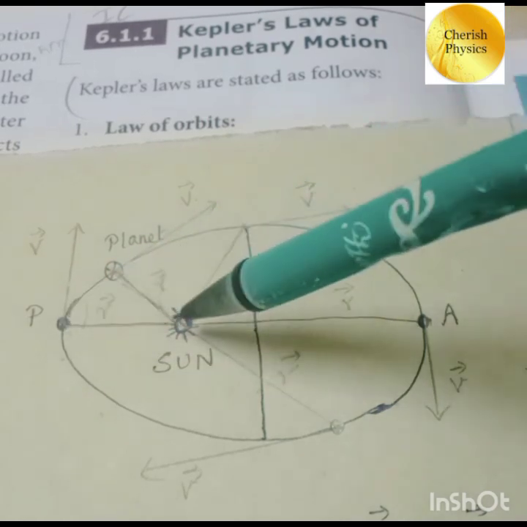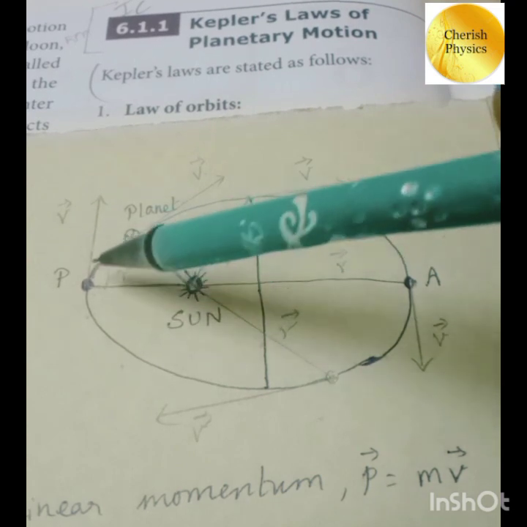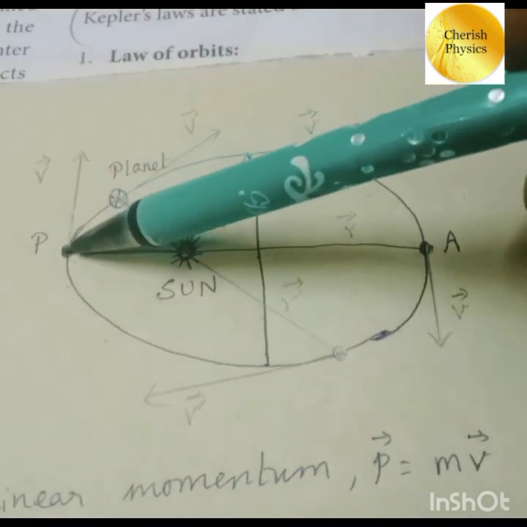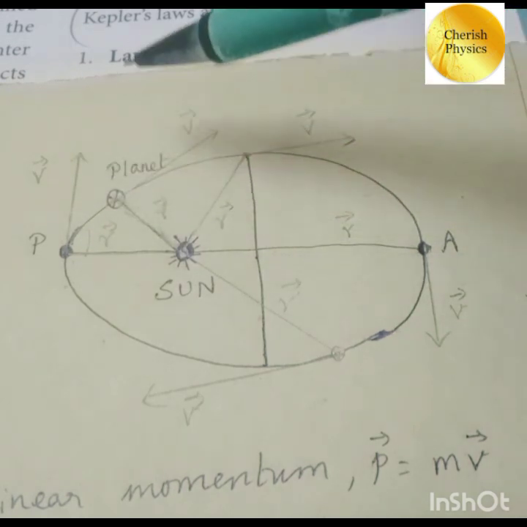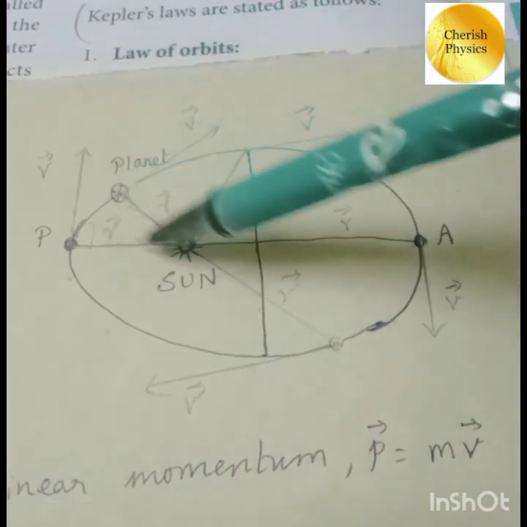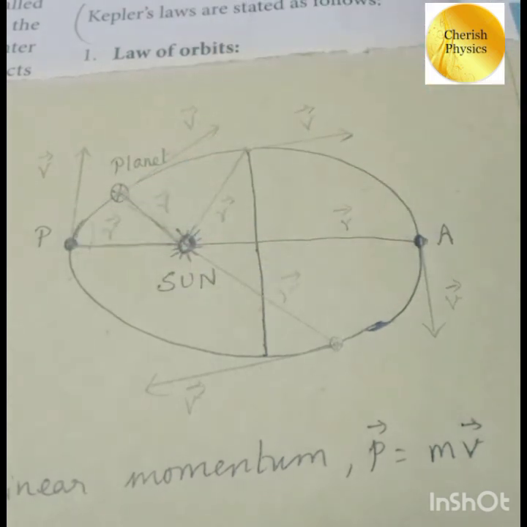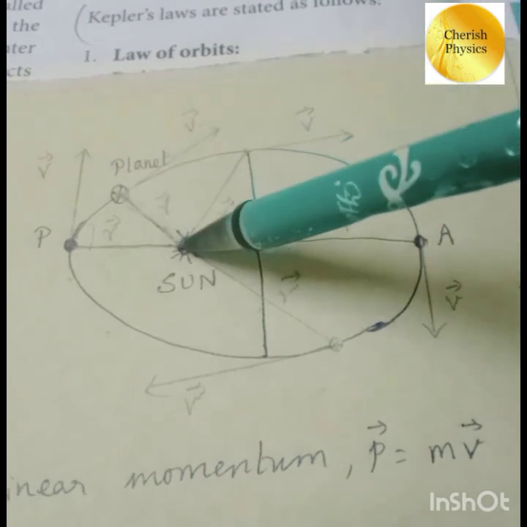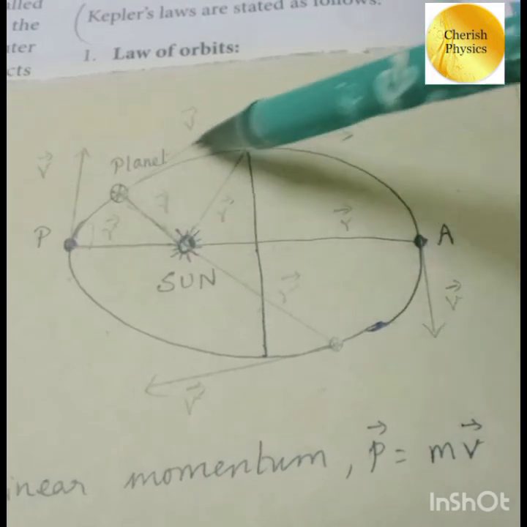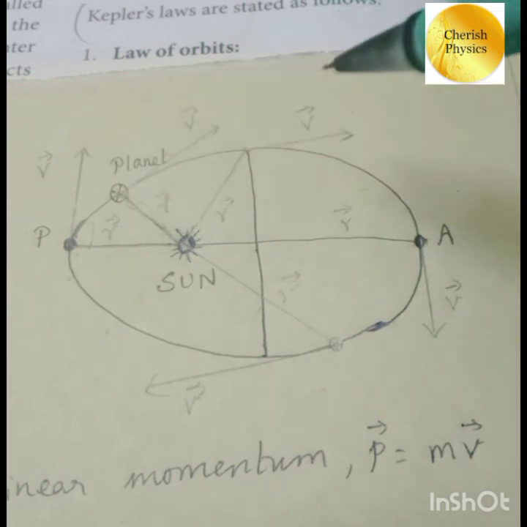The distance between the sun and the planet is called the position vector, and if you draw a tangent at this point P, it gives the velocity. The angle between the position vector and the velocity is 90 degrees. Now let us consider another point here, and this is the position vector and this is the velocity line, and if we consider the angle here, it is not 90 degrees.